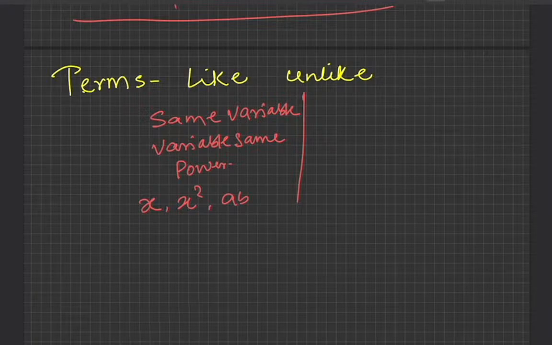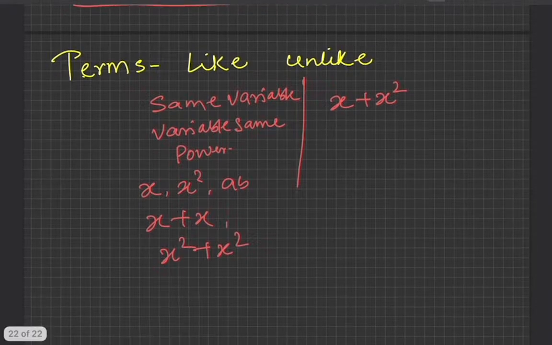Unlike terms will have basically different variables, or maybe the same variables but different exponents. So something like, let's say, x plus x squared is an example of unlike terms. But x plus x or x squared plus x squared are like terms. Why is it important? Because in addition and subtraction, we can only add or subtract like terms. Okay.